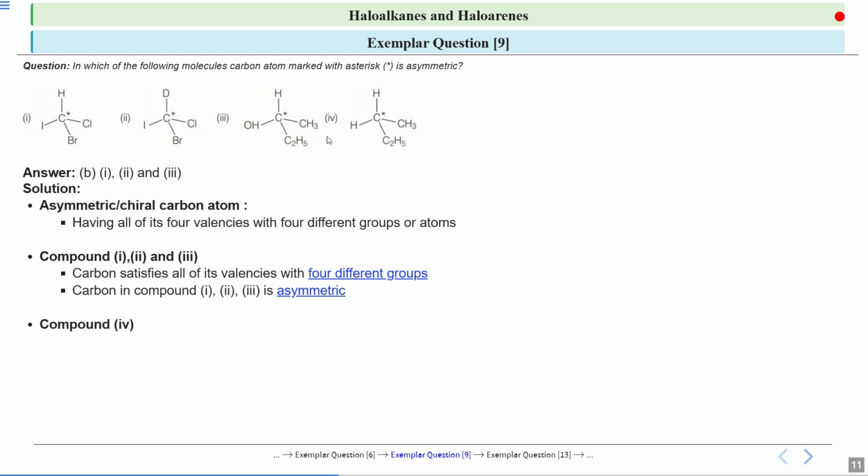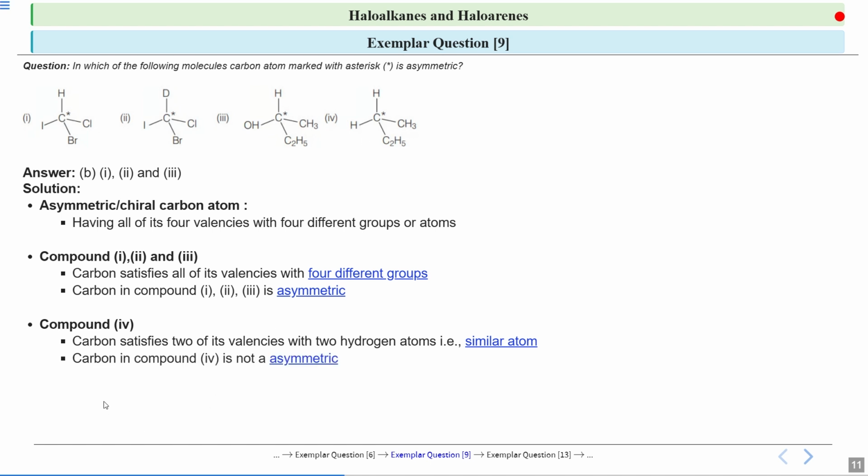If you look at compound fourth, the carbon satisfies 2 of its valencies with 2 hydrogen atoms, that is, we have the presence of similar atoms. So you can see in this fourth molecule the carbon is attached to hydrogen and again hydrogen. So 2 similar atoms are present in this compound, right? Now this means that the carbon in compound fourth is not asymmetric or not chiral. That's why our correct answer is option B, that is only the first, second, and third molecules contain a carbon which is asymmetric in nature.